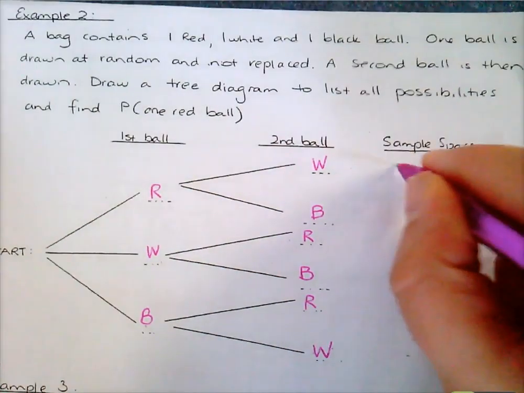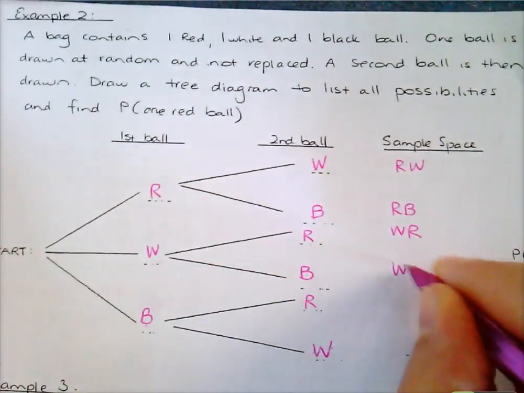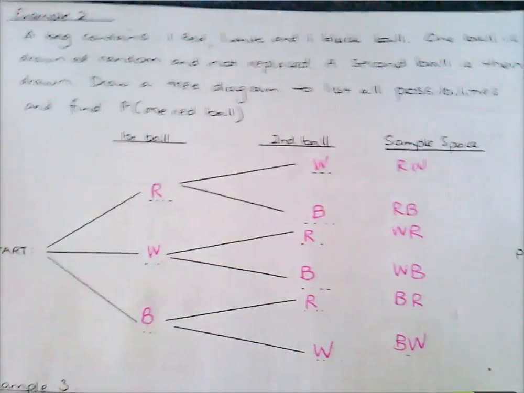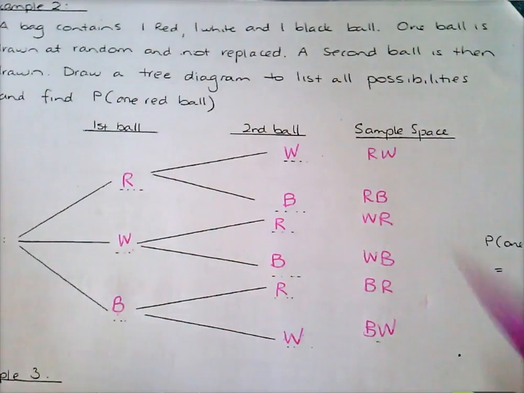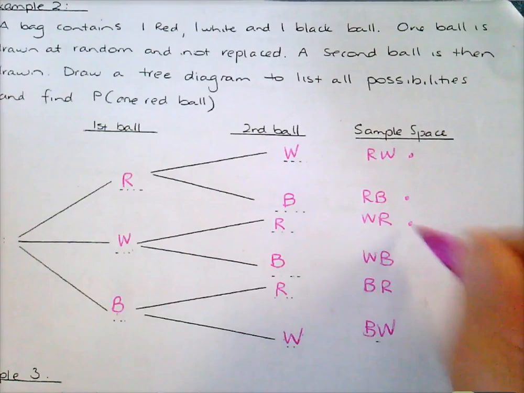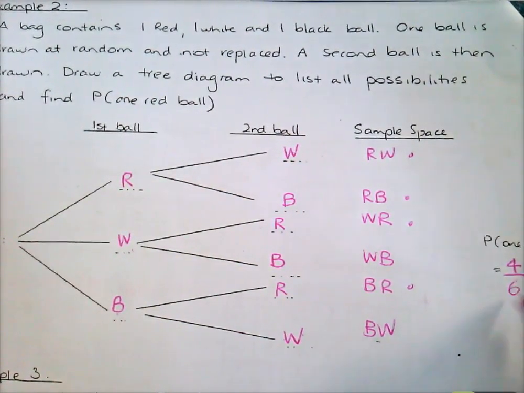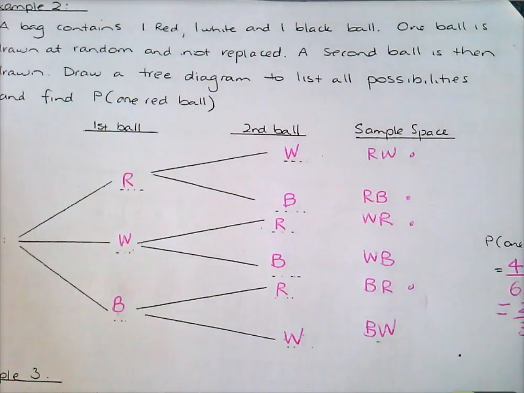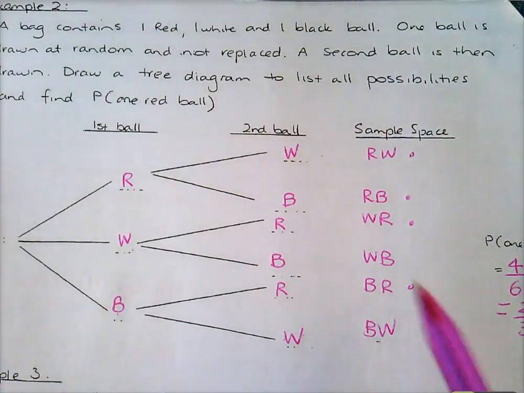So the sample space. 1 ball is drawn at random. It's not replaced. A second ball is then drawn. Draw a tree diagram listing all the possibilities. Okay, what do we got? Red white, red black, white red, white black, black red, black white. So the question is probability of 1 red ball. We got that one, that one, that one, that one. Probability of 1 red is 4 out of 6, which is 2/3.